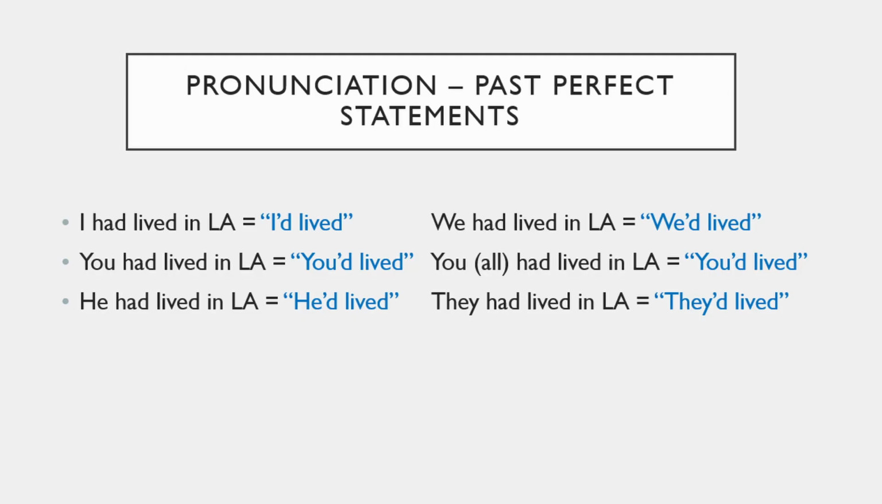And again, in these videos, I like to give you real pronunciation, not textbook pronunciation, but how do people actually say this on the street, okay? So pronunciation for the past perfect statements. Let's look at I had lived in Los Angeles, for example. I had lived in LA becomes I'd lived. Do you hear that? I'd lived. Present perfect, I've lived. Past perfect, I'd lived.